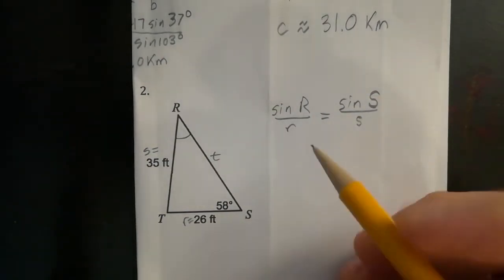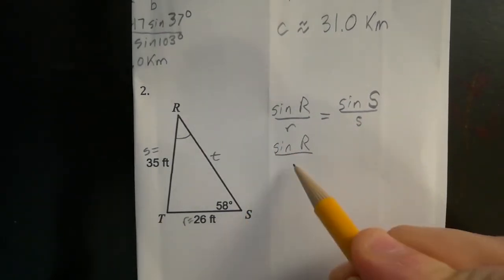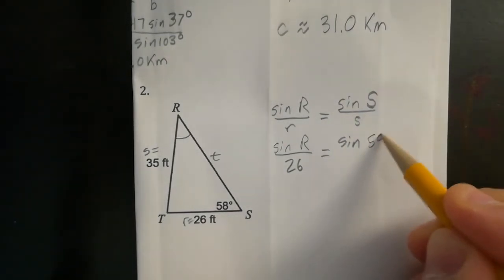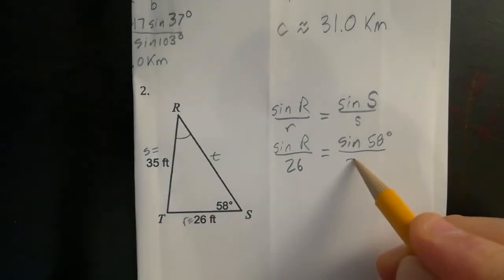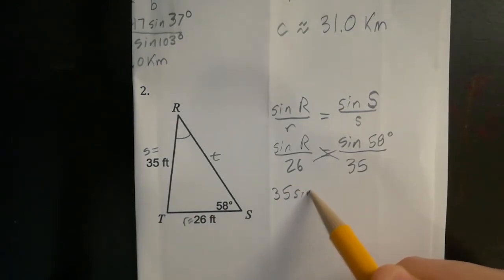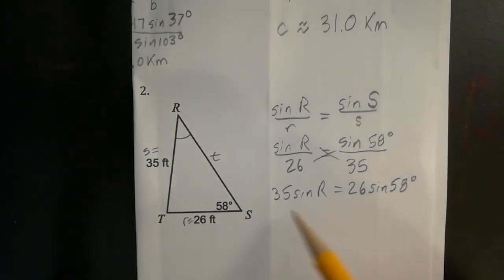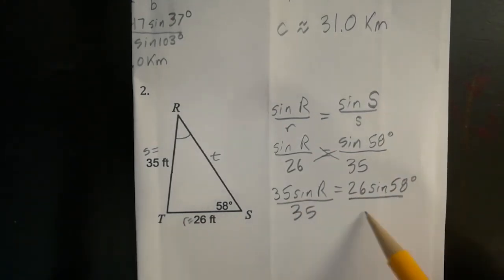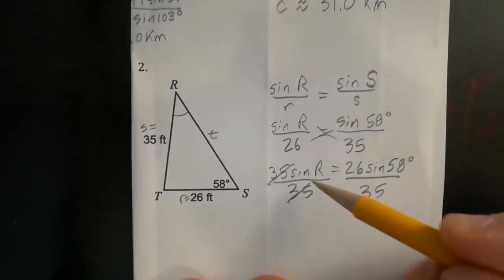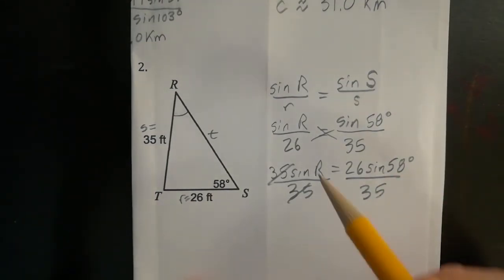All right, so now we can plug in what we know. So sine of R, we don't know. r is 26. Sine of S is 58 degrees. And side s is 35. All right, so just like before, let's cross multiply. We're going to get 35 times the sine of R equals 26 times the sine of 58 degrees. And we want to get sine of R by itself. So there we go. It's by itself, basically. I just don't want to rewrite it.